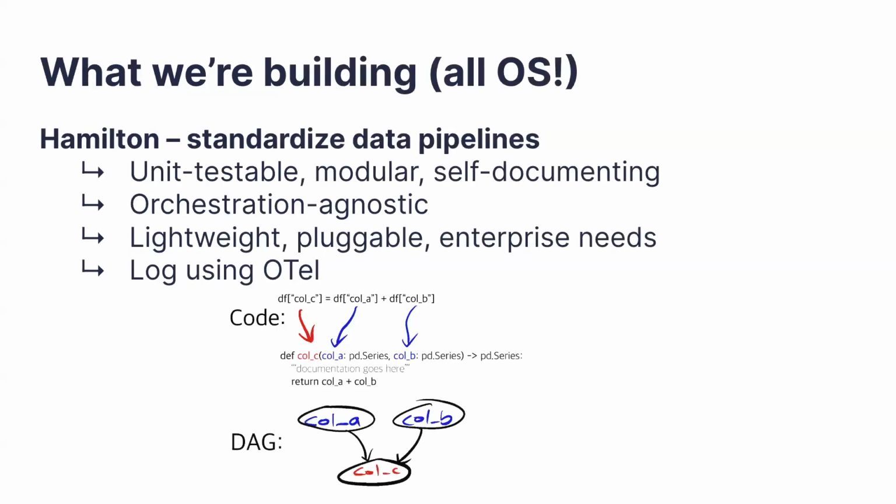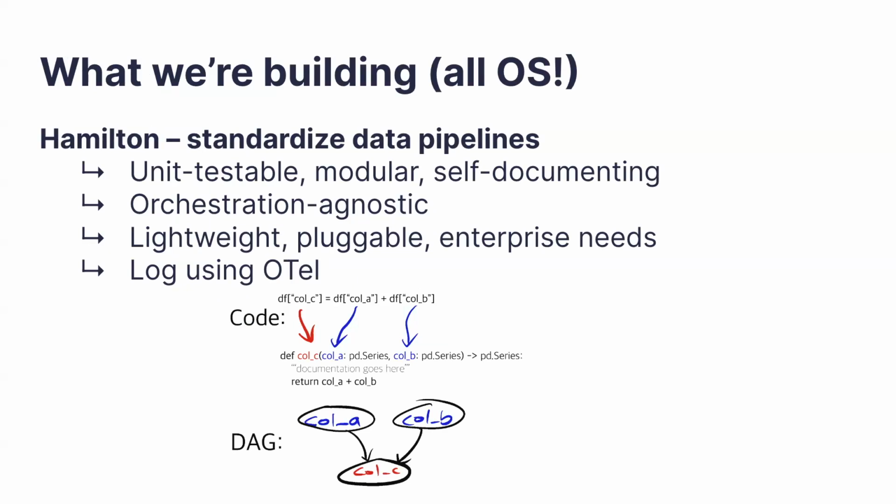Everything we're doing is open source. We have 2 open source libraries. One is called Hamilton. It's a way to standardize data pipelines by representing them as directed acyclic graphs. We've got a bunch of enterprises using it to build data pipelines that make their data teams more efficient. It's unit testable, modular, self-documenting. It's just the way you write Python code, entirely orchestration agnostic and infrastructure agnostic.